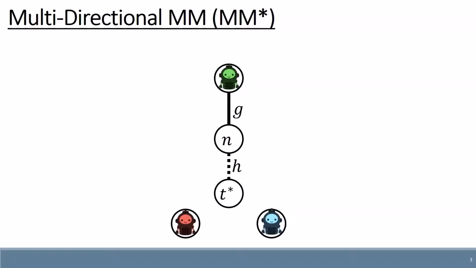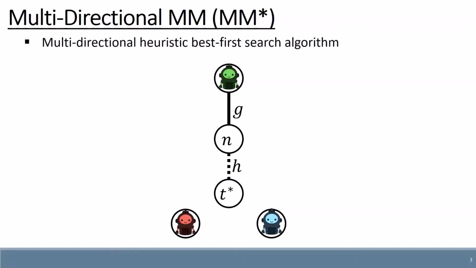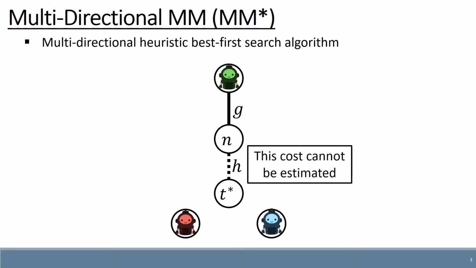To find the optimal meeting location for either sum of costs or makespan, we introduce MM*. MM* is a multi-directional heuristic best-first search algorithm. While in classic heuristic search, the heuristic function estimates the cost to the goal location, here we cannot estimate this cost as we do not know where the optimal meeting location is.